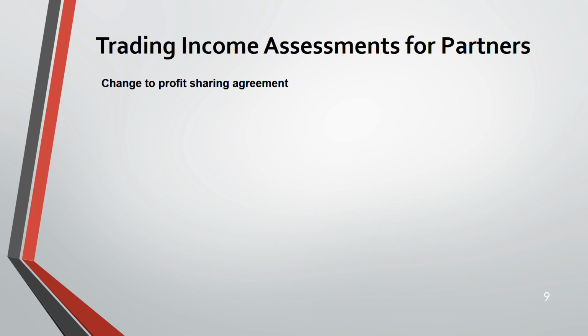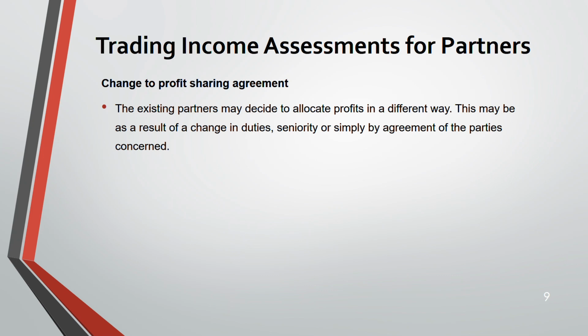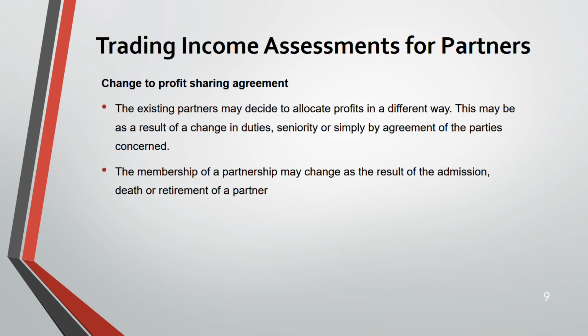Change to profit sharing agreement. Previously we went through allocation. Now it is changed to profit sharing. When you're changing it, there are many ways. Maybe existing partners may decide to allocate profits in a different way. For example, they might change the duties, they might change the senior and junior people, okay? Or the membership of the partnership may change. Maybe a new partner gets into the partnership, or they die, or a partner retires from the partnership.